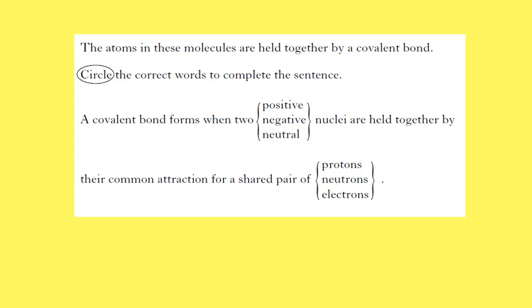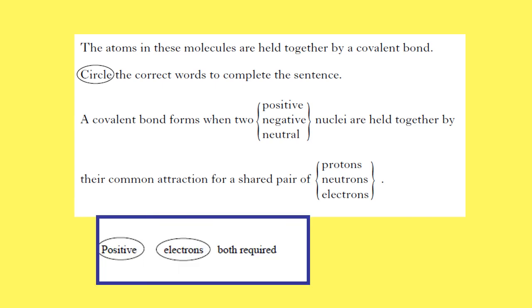So this question is from a past paper and it's asking you to circle the words that will complete the sentence. So a covalent bond forms when two nuclei, and the nuclei might be positive, negative, or neutral, are held together by their common attraction for a shared pair of either protons, neutrons, or electrons. Well, it should be positive nuclei, two positive nuclei, with their common attraction for a shared pair of electrons.